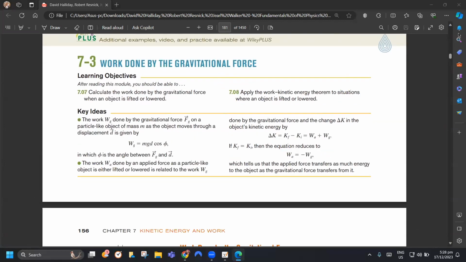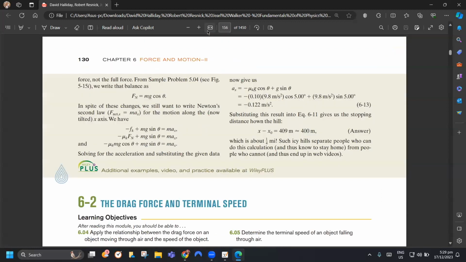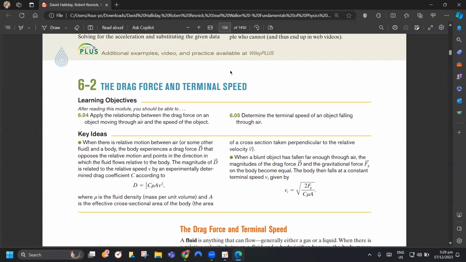Okay, so dito, it's an experimental... 156. Tingnan mo yan, yung sa PDF. 181 yan eh. Yung PDF page. Hindi yung ano. 1, 5, 6. Nasa 181 ka eh. So 156. Yan. Okay, so basahin lang natin yan. So yung drag force and terminal speed. Maikli lang naman tong section na to eh.